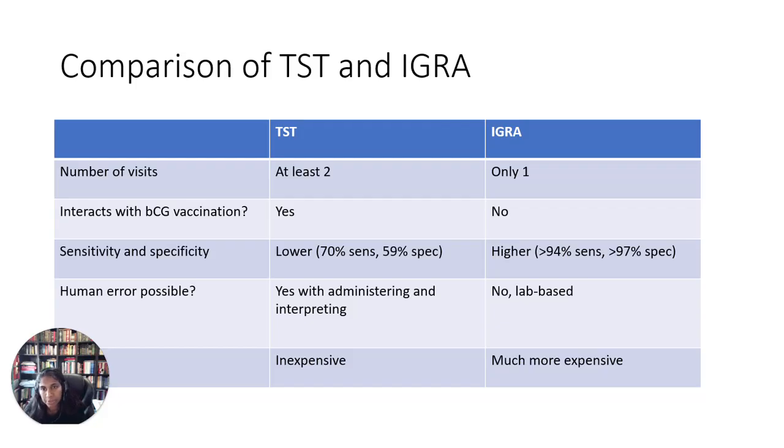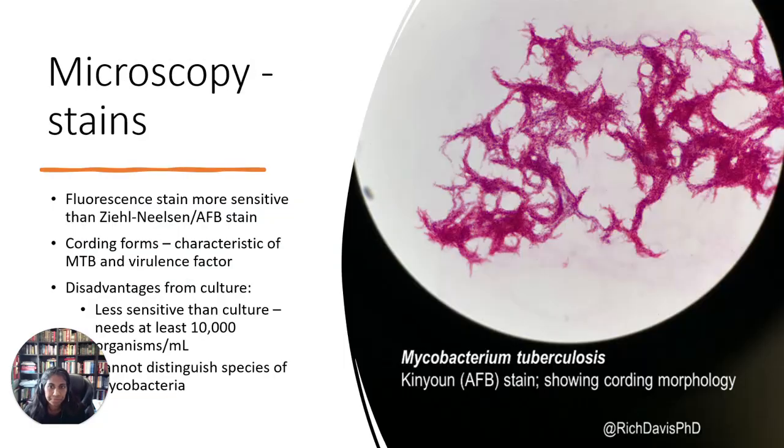So here's a comparison between the TST and the interferon gamma release assay. In terms of the number of visits and interactions with the BCG vaccine, the interferon gamma release assay has the advantage of improved sensitivity and specificity. You can see greater than 94% sensitivity and greater than 97% specificity for diagnosing latent TB infection. The disadvantage, of course, is that it is much more expensive.